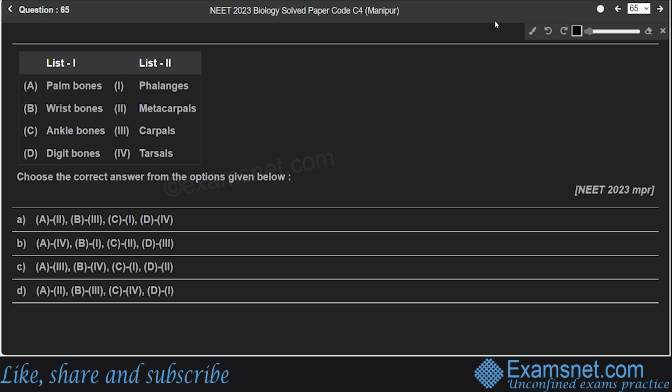Question number 65 is from the chapter Locomotion and Movement. Here again we have to match list 1 with list 2. The first one is palm bones, which are known as metacarpals, so it will be matched with number 2. Then wrist bones are also known as carpals. So B will be matched with number 3. C is ankle bones. These are referred to as tarsals. That means C will be matched with number 4. And the last one is digit bones, that means the bones in the fingers and toes. These are phalanges. So D will be matched with number 1. So according to this, the correct answer should be option number D.